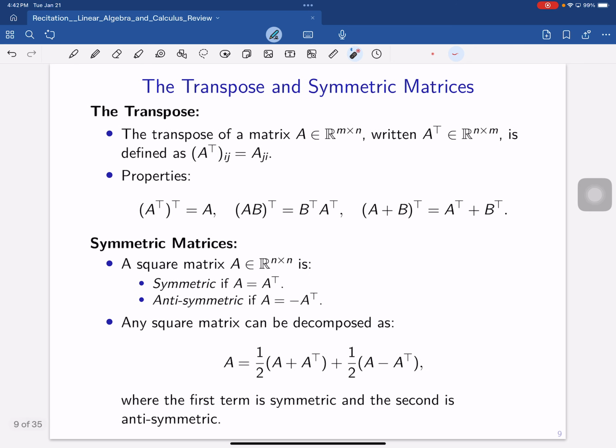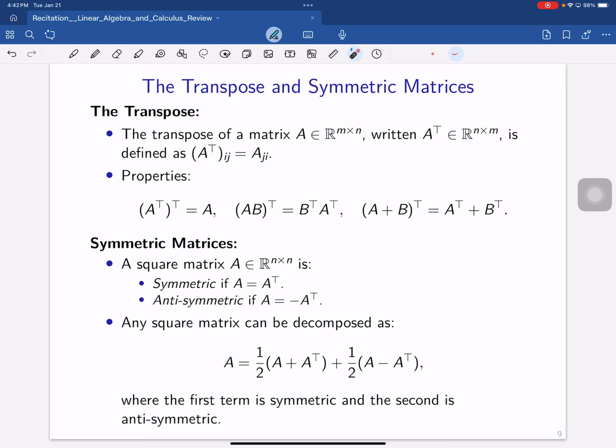Okay, then another notation is the matrix transpose and symmetric matrices. The transpose of a matrix A is written in this notation, A transpose. You basically flip the columns and rows of matrix A, where the ij-th element of A transpose is equal to the ji-th element of matrix A. And then there are some very simple properties. If you take the transpose twice, it's the original matrix.